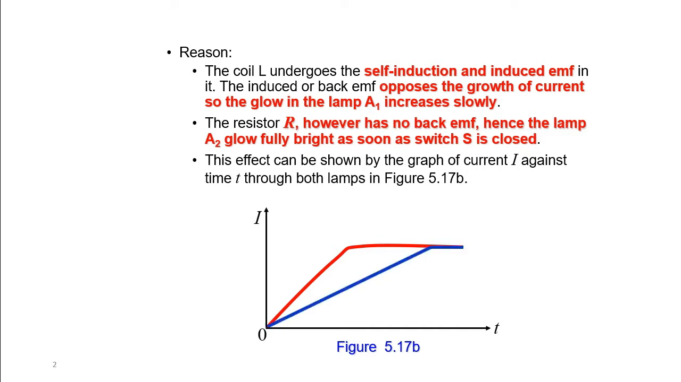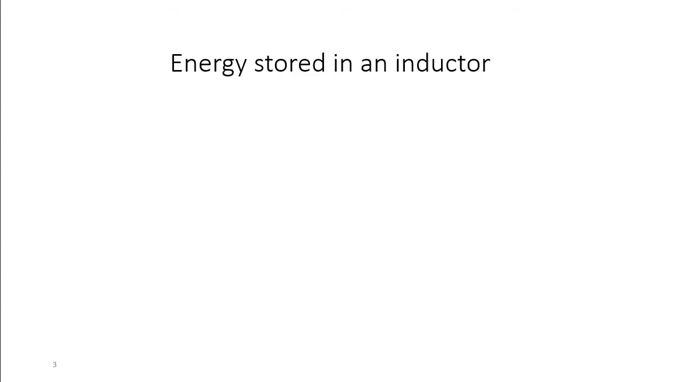The coil L undergoes self-induction and an induced EMF is produced in it. The induced or back EMF opposes the growth of current, so the glow in lamp A1 will increase slowly. The resistor R, however, has no back EMF, hence lamp A2 glows fully bright as soon as switch S is closed. This is why conventional bulb filaments are built like a solenoid, to prevent current from rising in a short period of time and damaging the filament.